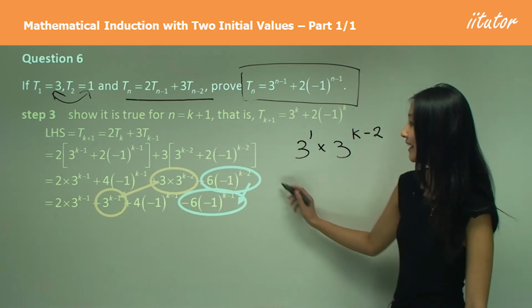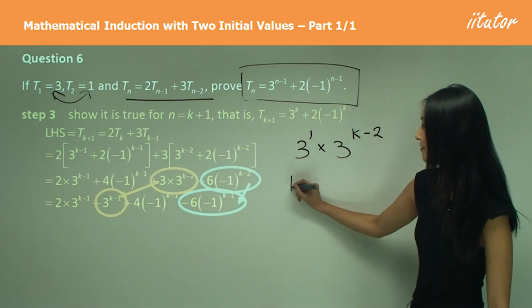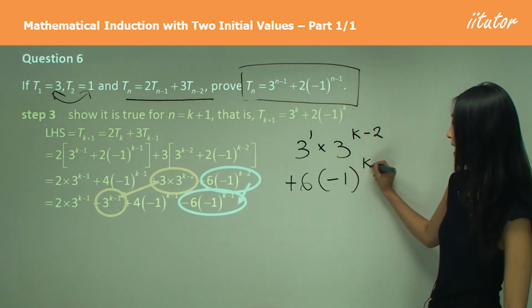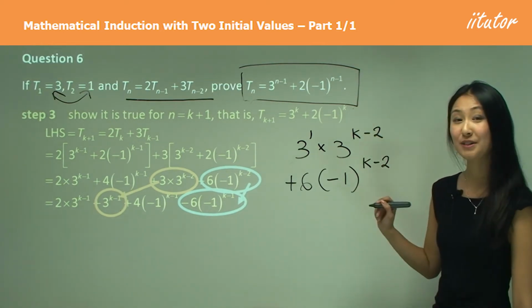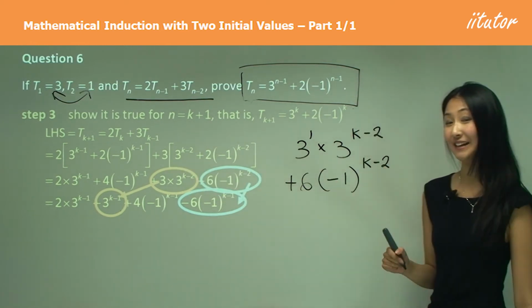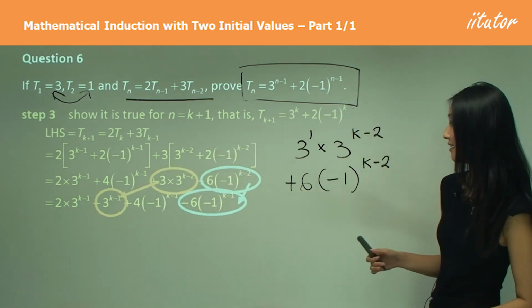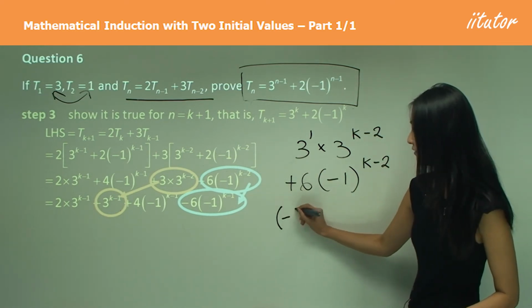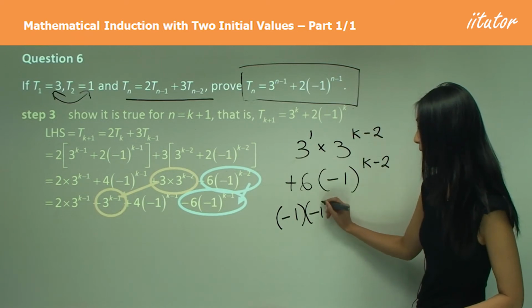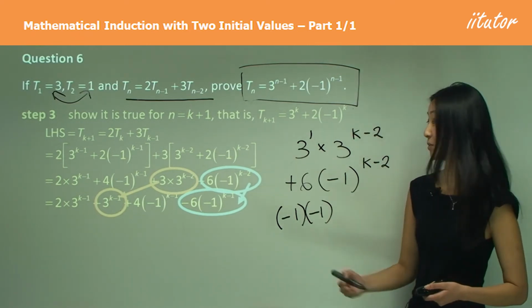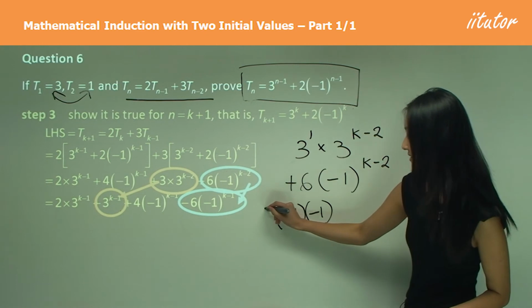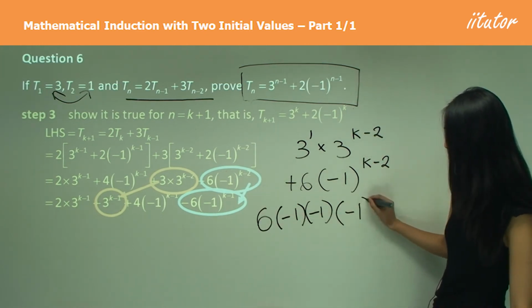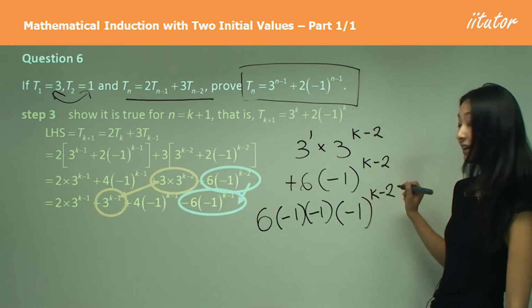Good. Now over here, I have plus 6 times negative 1 to the power of k minus 2. And I want to make that into negative 1 to the power of k minus 1. Now, how am I going to do that? Well, I want you to consider that plus as negative 1 times negative 1, because negative 1 times negative 1 will give us plus, won't it? And that 6, I'll just take out the front there. And I'll have negative 1 to the power of k minus 2 here.